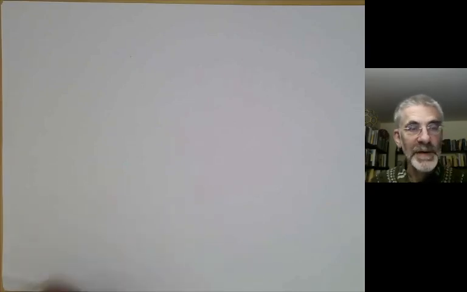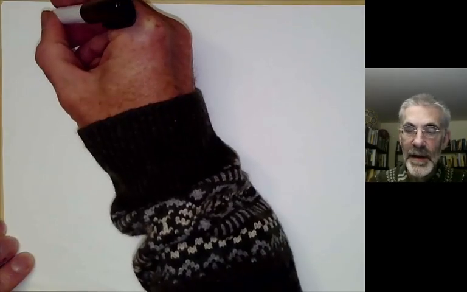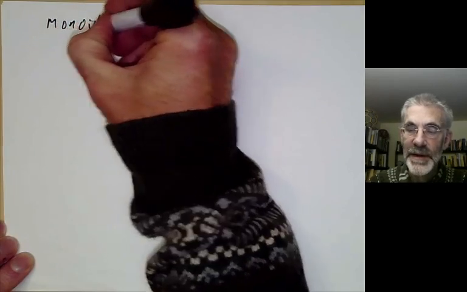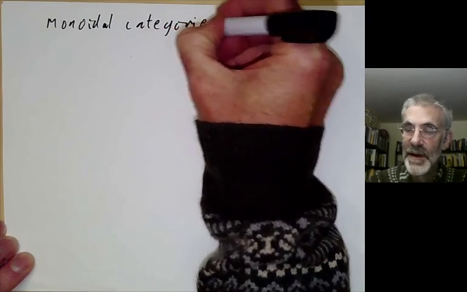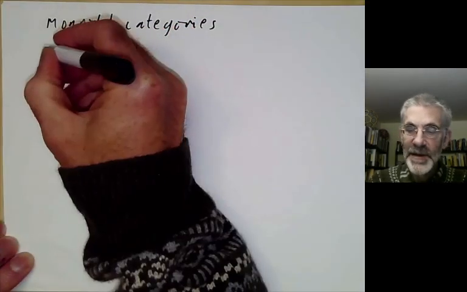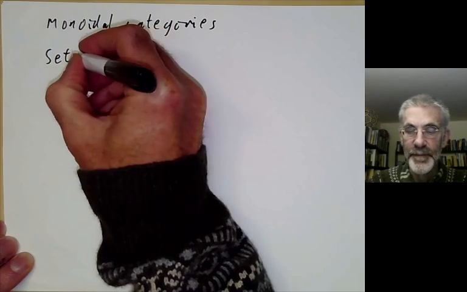This lecture is part of a series of lectures on category theory and will be about monoidal categories. So I'll start with a couple of examples to explain what these are. So let's start with the category of sets.